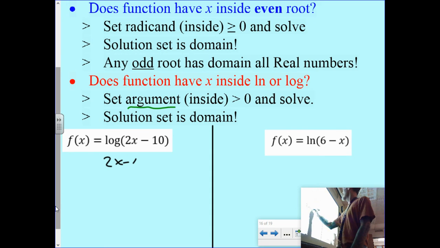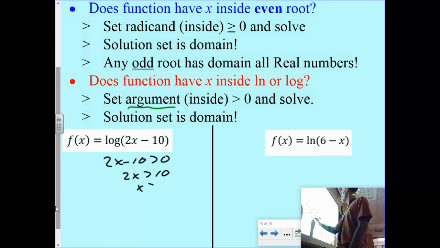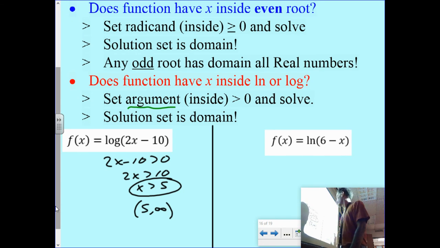Let's take a look at the first example. We have 2x minus 10 greater than 0. Again, get x by itself, and then divide by 2. And that's it, you're done. Notice that it's just greater than. So if you're doing interval notation, going 5 to the right, getting greater, so 5 to infinity.